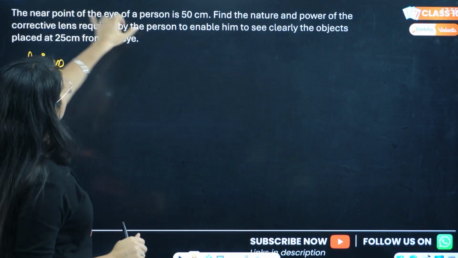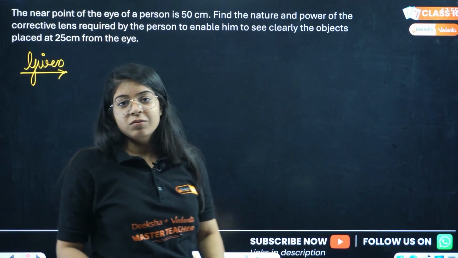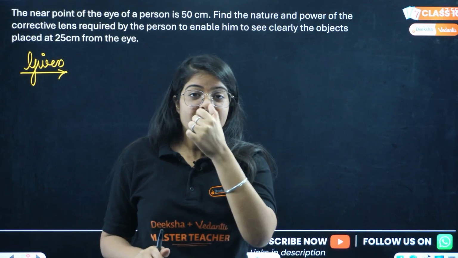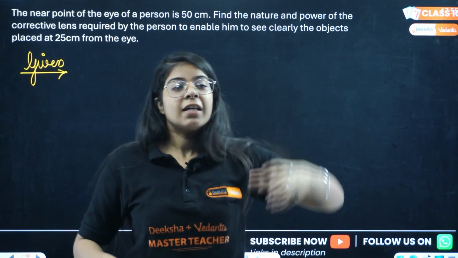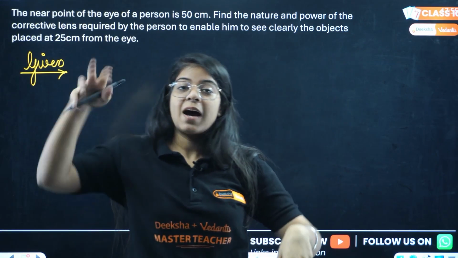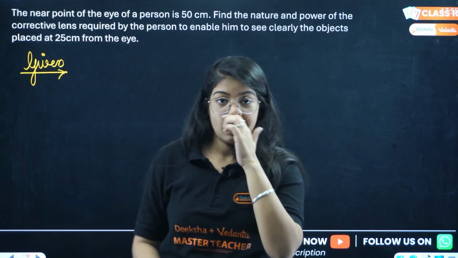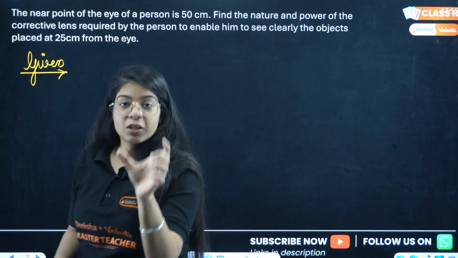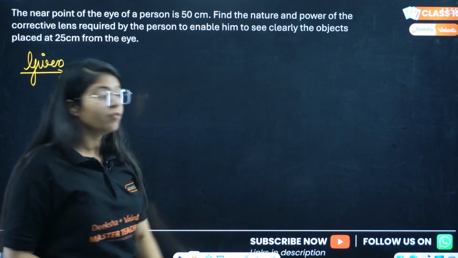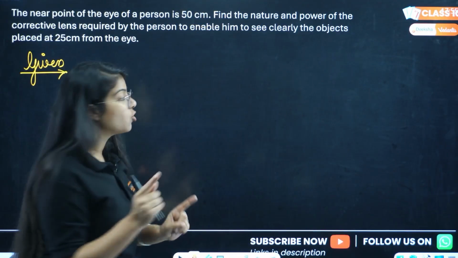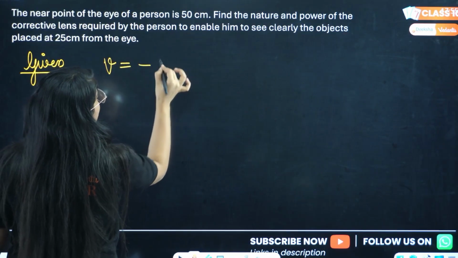The near point of the eye of a person is 50 centimeter. Now, calm down, stop. Every time from the human eye, whenever a question says that the near point or the far point of the eye is 50 centimeter, 75 centimeter, 80 centimeter, in all those cases, the near point or the far point will always be your V. That is your image distance. It will always be your V and it will always be negative.